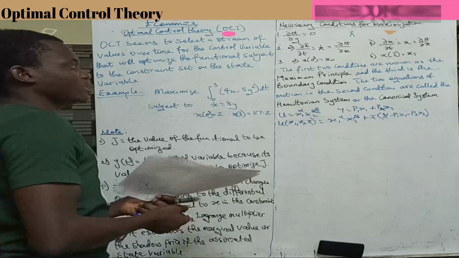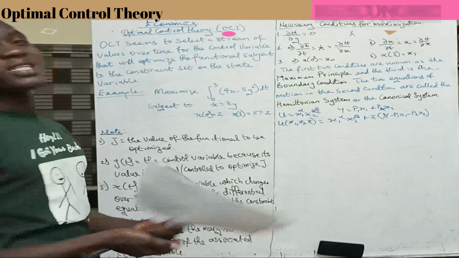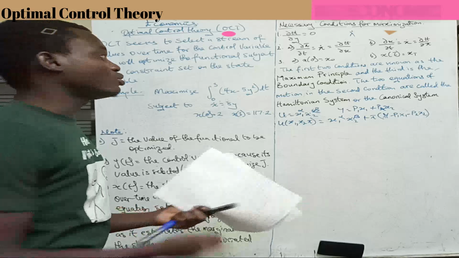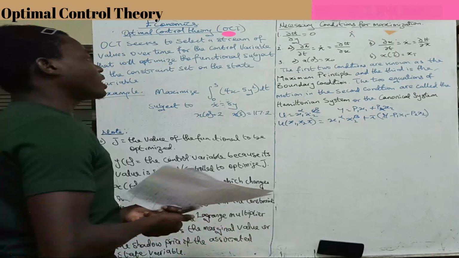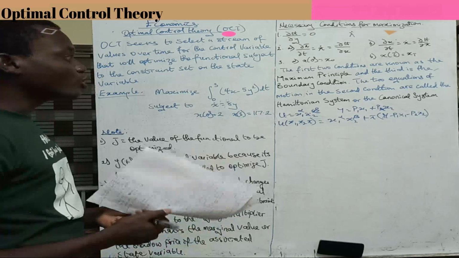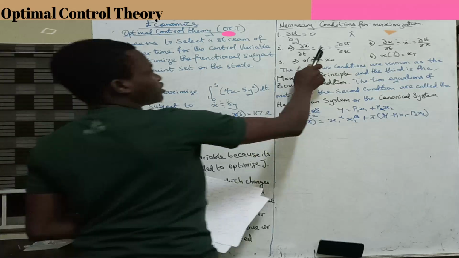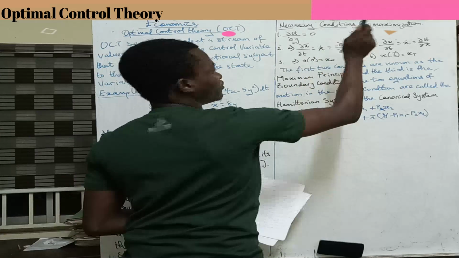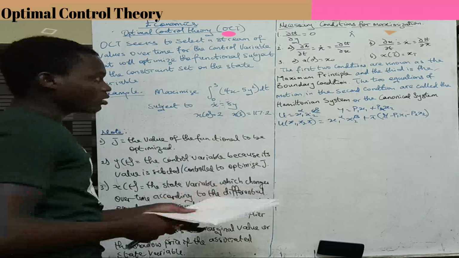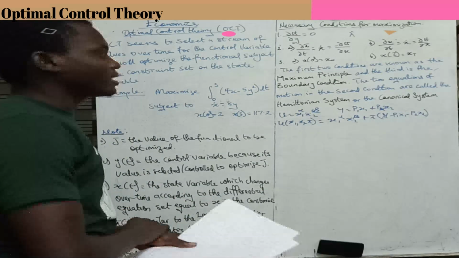Now the first two conditions are known as the maximum principle. So you might have a question that says use the maximum principle to find out the state variable, the control variable, and the co-state variable. And the third is called the boundary condition. The two equations of motion in the second condition, x dot and lambda dot, they are moving, they're in motion. I call them the Hamiltonian system or the canonical system.